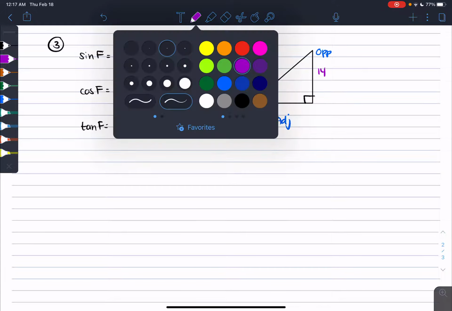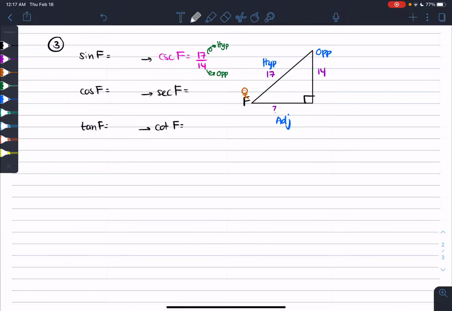So we'll use Pythagorean theorem. Let's represent our legs with A and B, and our hypotenuse is represented by C all the time. Why? Because it's easy to remember. We like to stick with it. All right, so let's plug these guys in. We end up with a squared plus 14 squared is equal to 17 squared.